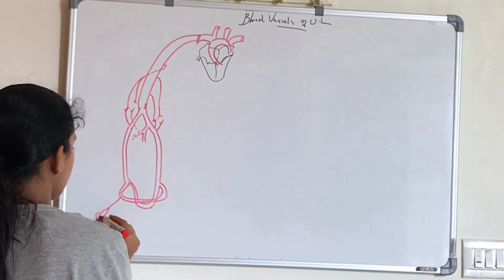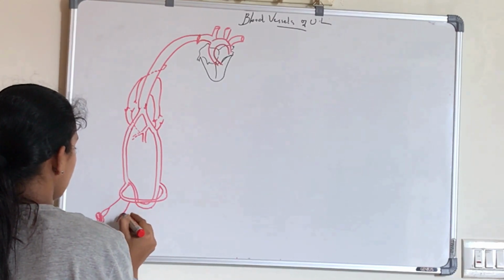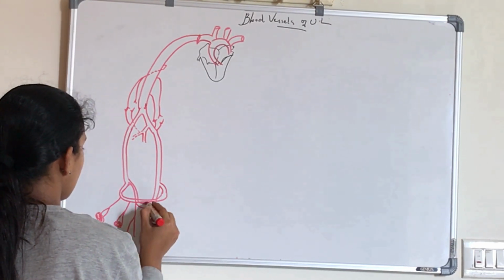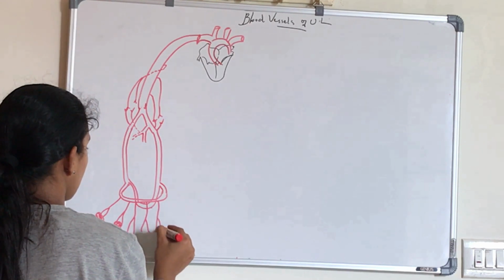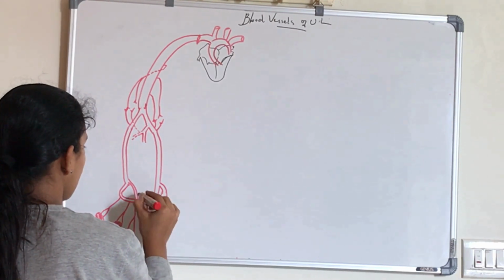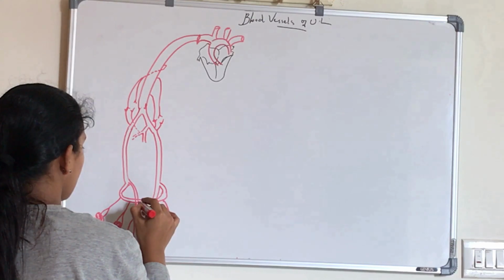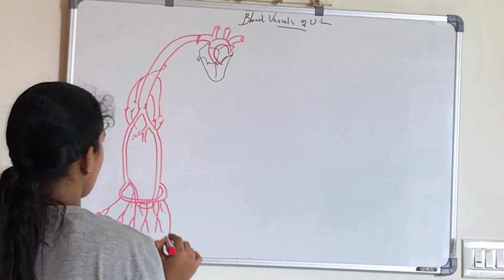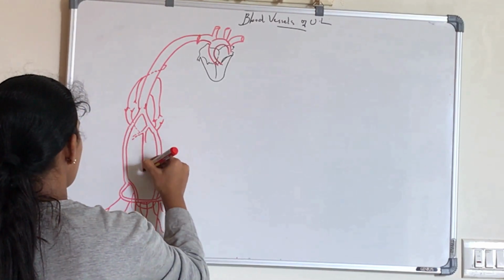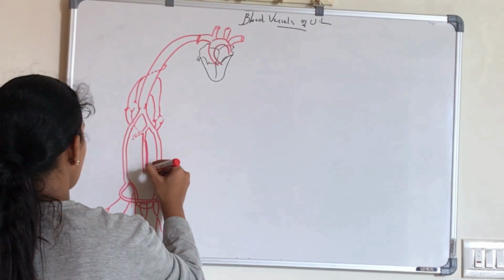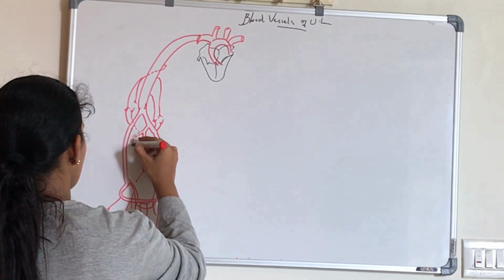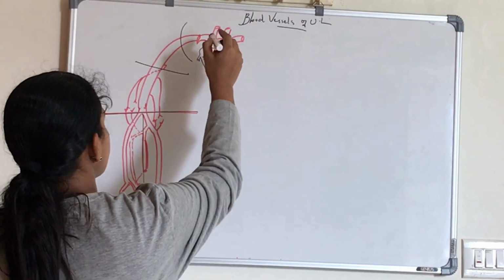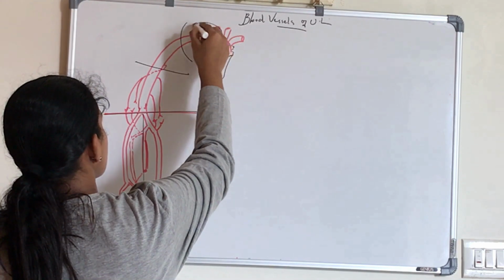And these arches supply the digits, giving off digital branches. It gives metacarpal branches, perforating arteries. It also gives recurrent artery to the palmar carpal arches. So this is the anterior interosseous artery, which runs in the anterior part of interosseous membrane. Similarly, on the posterior side, posterior interosseous artery.